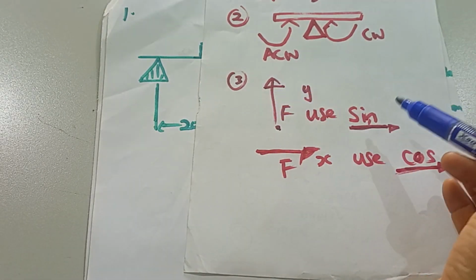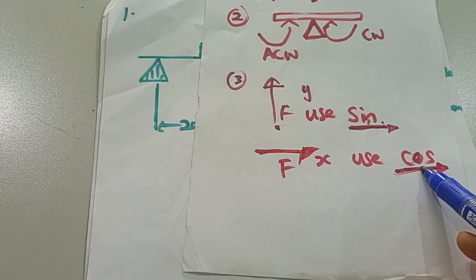So when it's vertical, it's sine. When it's horizontal, you use cos.